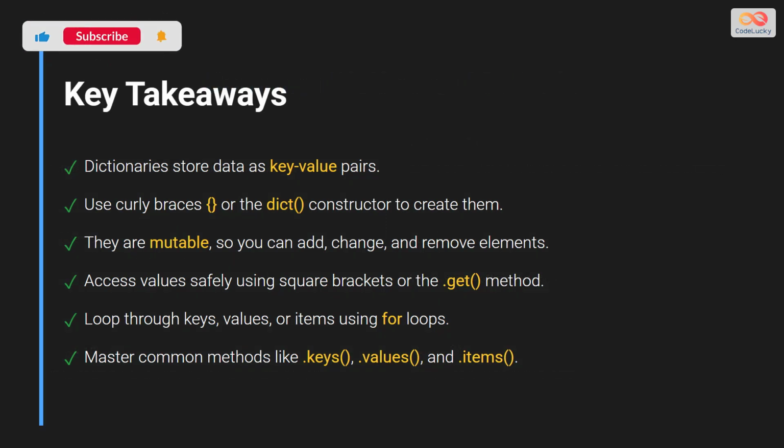To sum it all up, remember that dictionaries are all about key-value pairs. You create them with curly braces and can change them as needed. Always be mindful of how you access values. Using the get method can prevent errors. Finally, take advantage of loops and the many built-in methods to handle dictionary data like a pro.